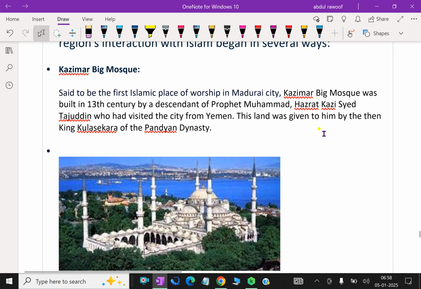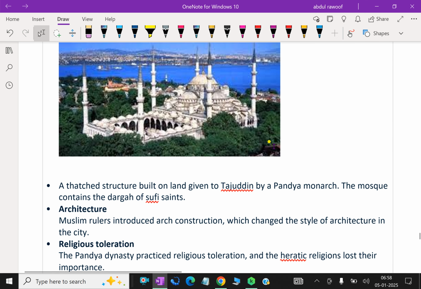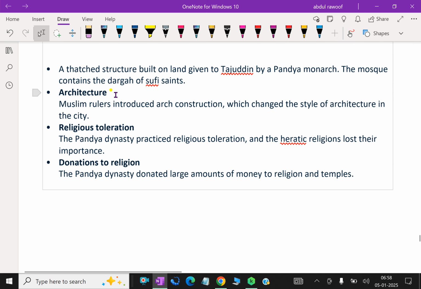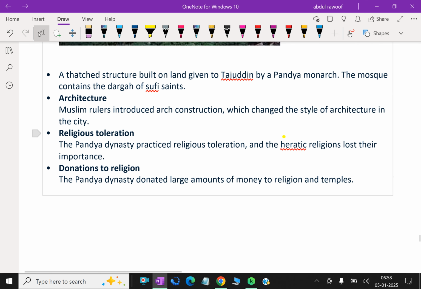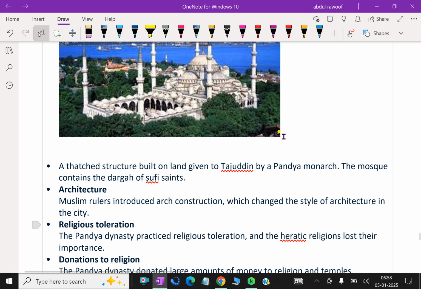This land was given to him by then King Kulasegara of the Pandya dynasty. The thatched structure was built on the land given to Tajuddin by a Pandya monarch. The mosque contains the dargah of Sufi saints inside. Muslim rulers introduced arch construction, which changed the style of architecture in the city.